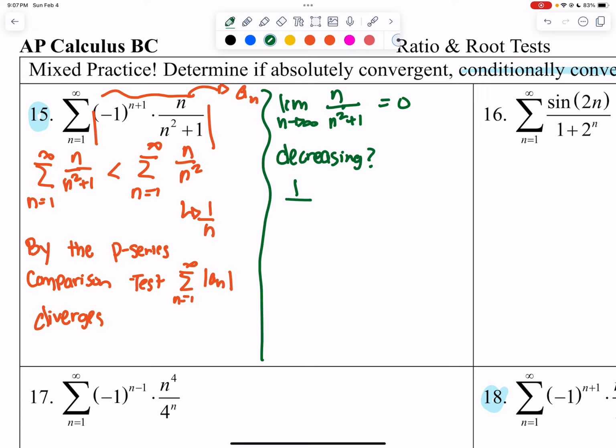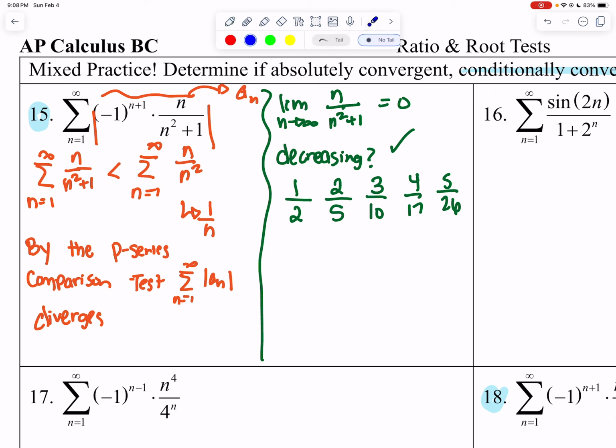So I'm going to go ahead and look at 1 over n squared plus 1. If I were to plug in 1, that's going to be 1/2. If I were to plug in 2, 4, 5. If I were to plug in 3, 4, 5, and so forth. And you can see that my terms are always decreasing. Since my terms are always decreasing, I know that my conditions are satisfied.